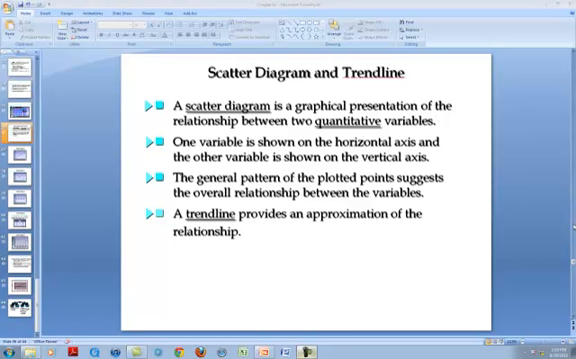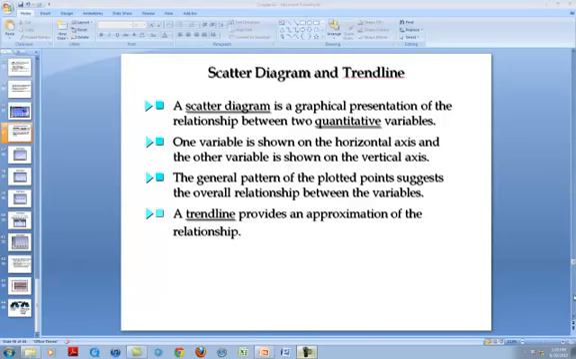And so on. One way to graphically see the relationship between two quantitative variables is to draw what's called a scatter diagram. What we do is, on the horizontal axis, we show one of the variables, and on the vertical axis, we show the other variable. What we then do is plot those points and draw a line to connect those points. The trend line will then give us an idea of the relationship between the two variables.